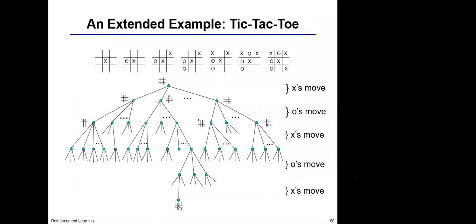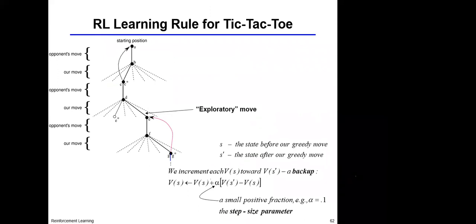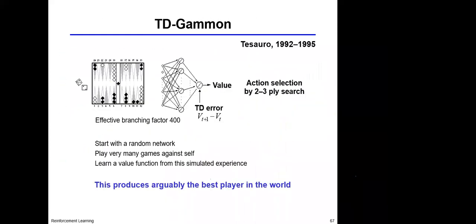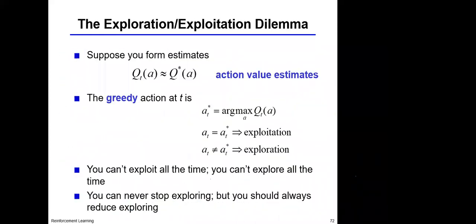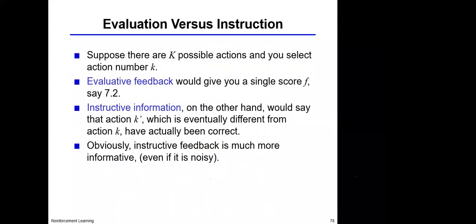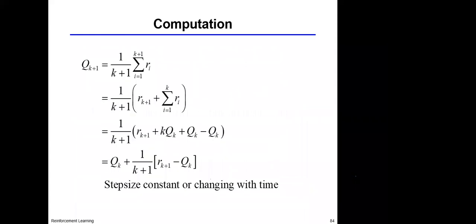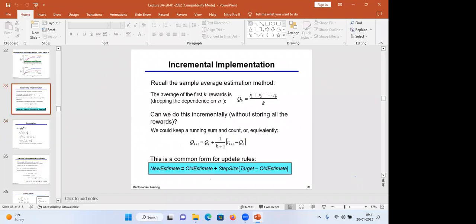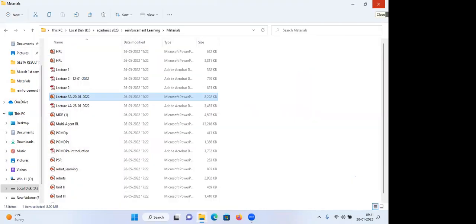So there is an extended example of tic-tac-toe. Starting position, RL learning tic-tac-toe: what will be the starting position, our moves and other things. Whatever this TD game will be. So these are some examples where we are using reinforcement learning. This is some overview about reinforcement learning. Today we discussed what its components are, what examples there are, what the history of reinforcement learning is, and what components we are using in it.